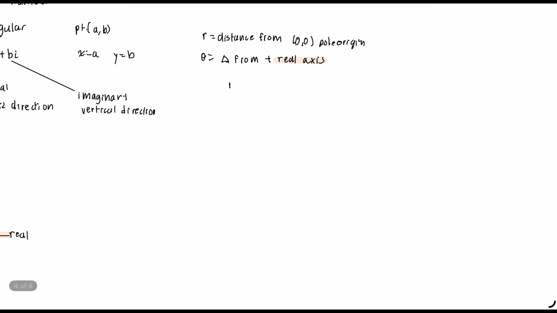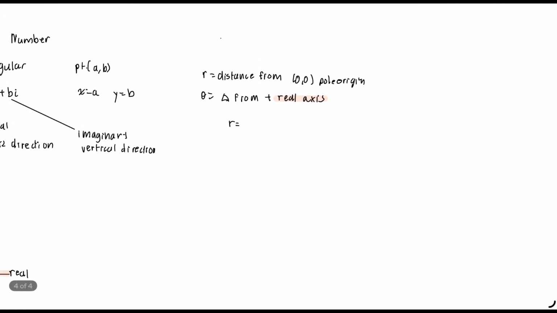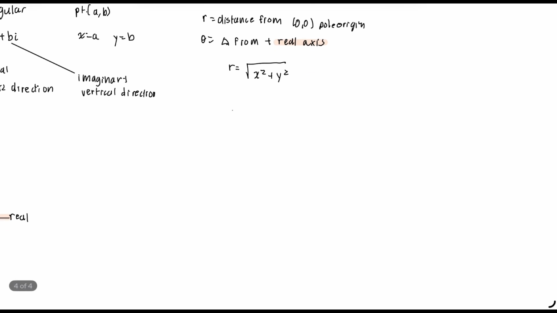So the key relationships are: r is equal to the root of x squared plus y squared. Cosine theta is equal to x over r. Sine theta is equal to y over r. x is equal to r cosine theta. y is equal to r sine theta.